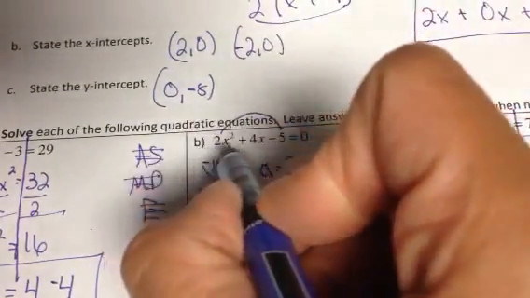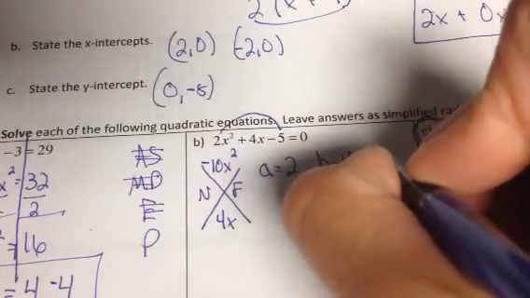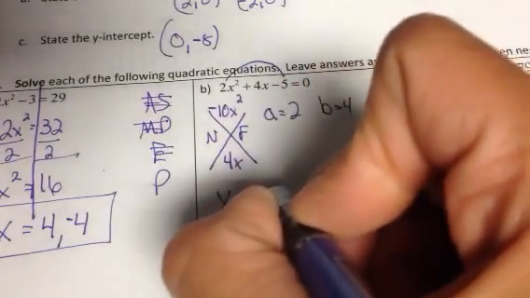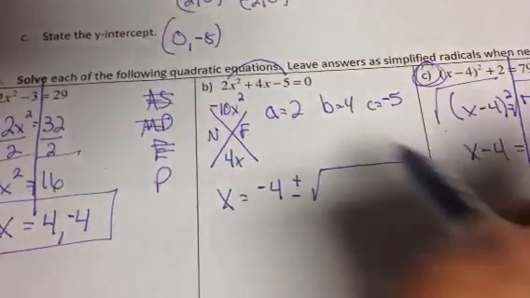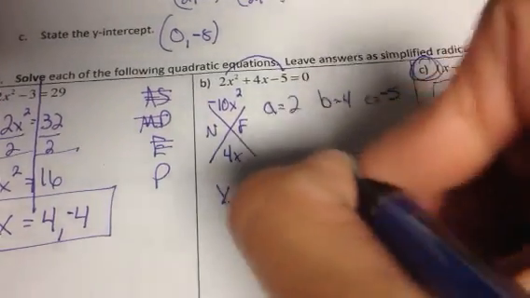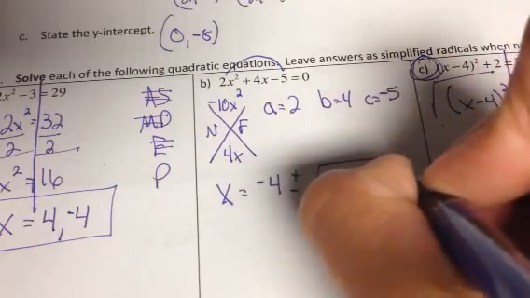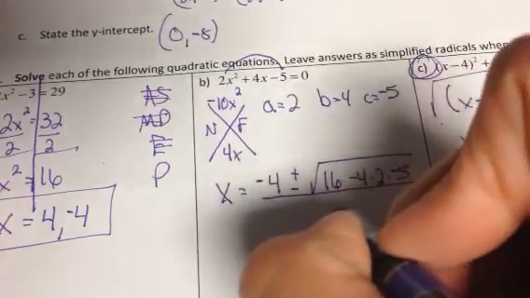And A is 2, it's next to x squared. B is 4, it's next to x. And C is negative 5. So remember, to figure out what x is, it's opposite b, so negative 4, plus or minus, and we're going to have this big square root, and now I'm going to take b and square it, so 4 squared. And then minus 4 times a times c, and it's all over 2a, so 2a, 2 times 2 is 4.